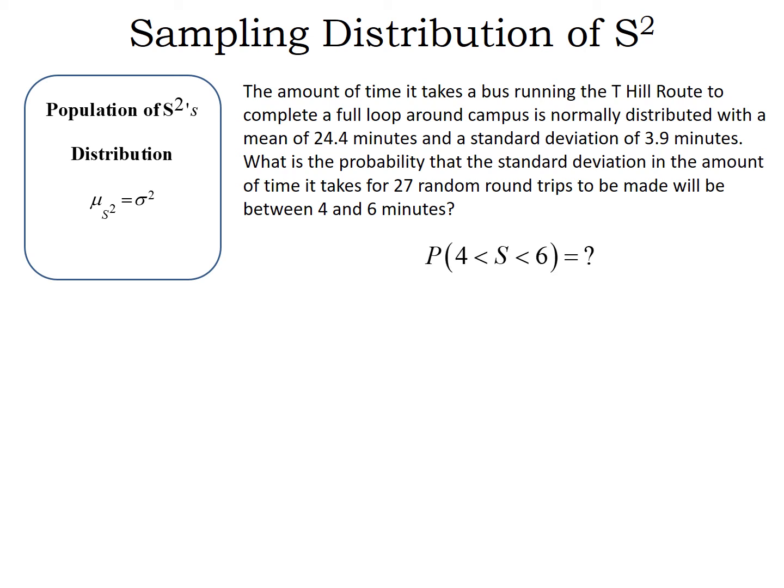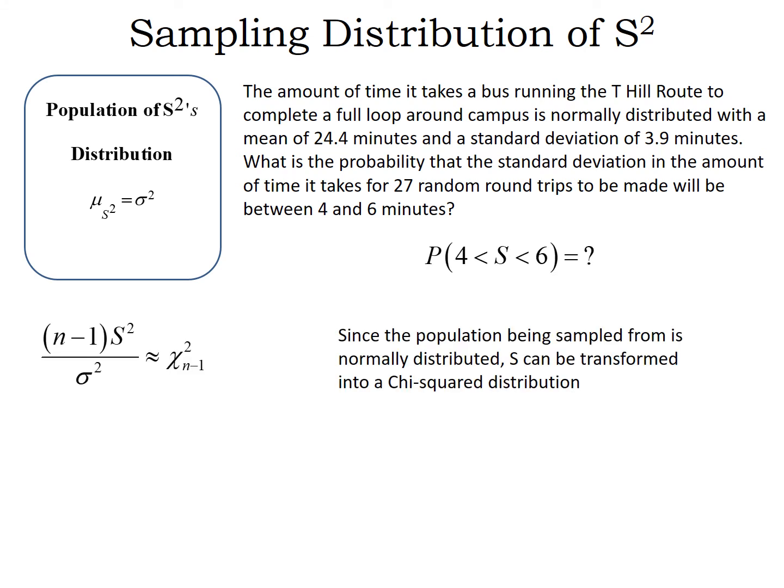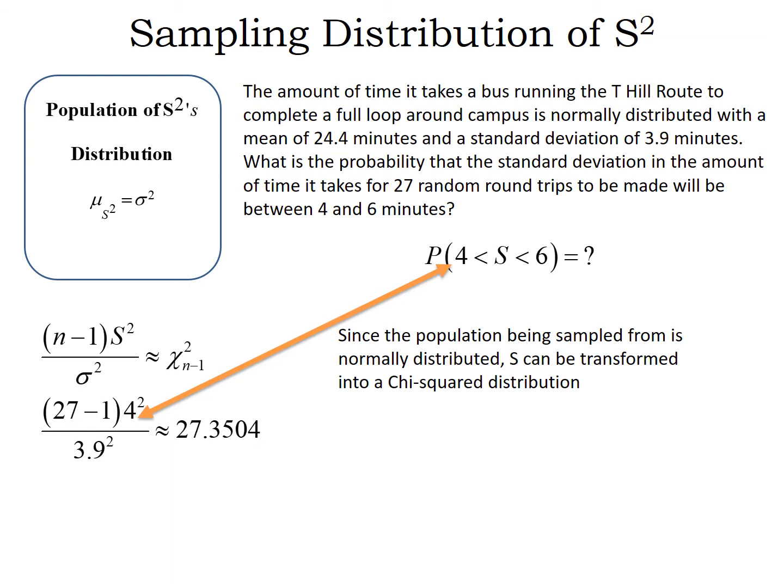Now, we know that the individual bus round trip times are normally distributed. Therefore, we can turn S into a chi-squared score using this transformation. We just have two different values for S to transform. So I'm going to start by plugging in S equals 4. Our sample size is 27. We know sigma is 3.9. Plug all those in. And so a sample standard deviation of 4 equates to a chi-squared score of 27.35.